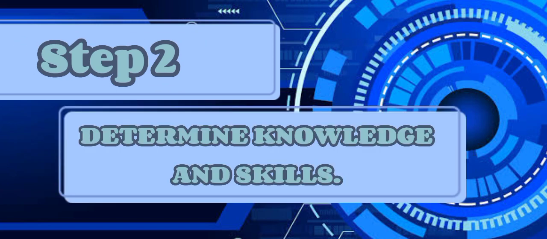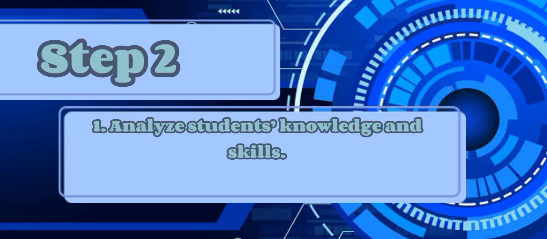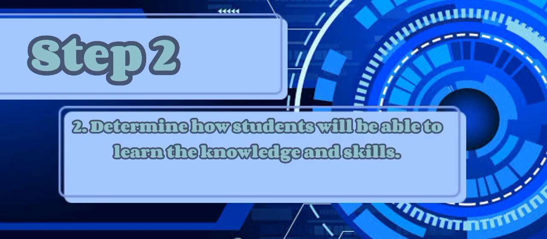Step 2. Determine knowledge and skills. Number 1. Analyze students' knowledge and skills. In order for us to know the knowledge and skills of our students, we need to know them well. Number 2. Determine how students will be able to learn the knowledge and skills. So as teachers, we need to adapt to the learning capabilities of our students before we make our topics or lesson. That's the reason why we need to know our students well.